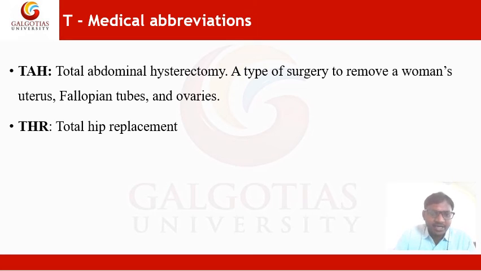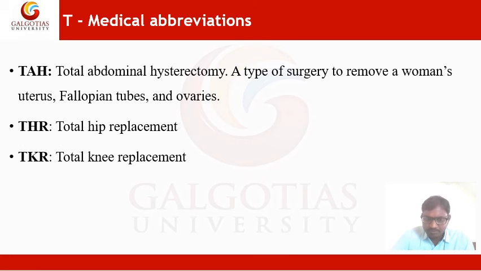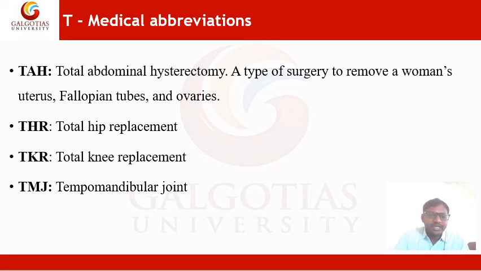THR, total hip replacement. We have two hip bones, right and left, and THR is the complete replacement of one hip bone. TKR, total knee replacement, knee joint replacement. TMJ, temporomandibular joint, the mandibular joint.